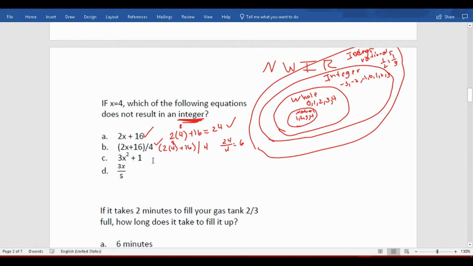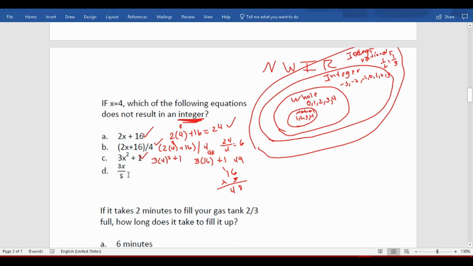3x squared plus 1. Let's plug in 4 where we see x. 4 squared is 16, so this becomes 3 times 16 plus 1. 16 times 3: 6 times 3 is 18, carry the 1, 3 times 1 is 3 plus 1 is 4. So this is 48 plus 1, which is just 49. Again, that is a natural number as well as a whole number. And if it's a natural or whole number, it's also an integer, so that passes.